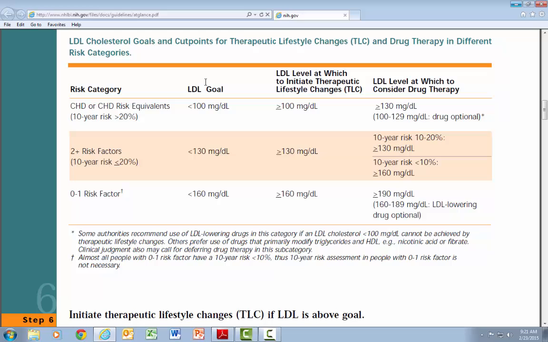So again, LDL goal: CHD or CHD equivalent, less than 100. For 2 or more risk factors, less than 130. For 0 to 1 risk factor, less than 160. So 100, 130, 160. And for the therapy, 130, 160, 190.